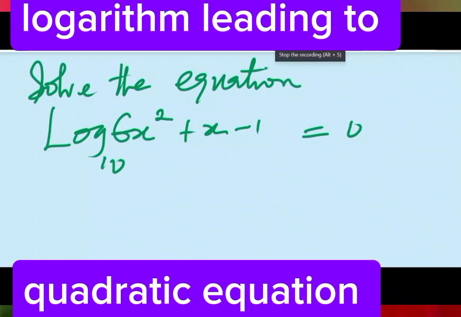Log of 6x squared plus x minus 1, base 10, equals 0. Okay. Solution.